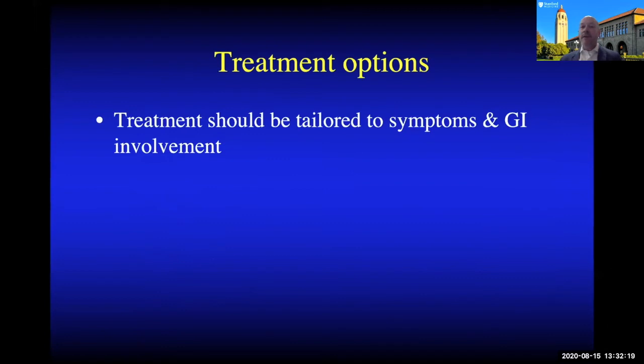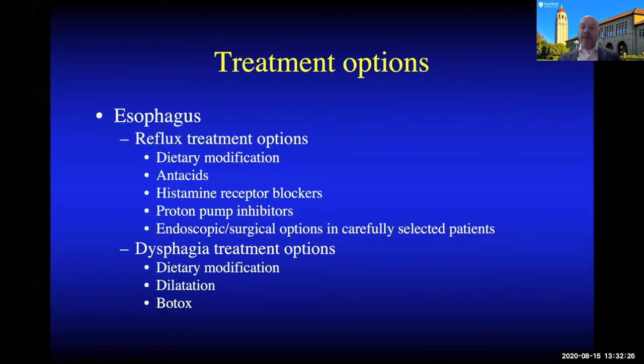Now, in terms of treatment, we often say the treatment should be tailored to both the symptoms as well as the area of involvement. And if we go through the gut segmentally, when looking at the esophagus, we can break that down into both problems with reflux and problems swallowing. With reflux, the first step is often dietary modification. And what we're trying to do there are to give foods that will be less likely to cause the sphincter that separates the stomach and the esophagus to open, and foods that will perhaps drain faster from the stomach so that there's less pressure that builds up.